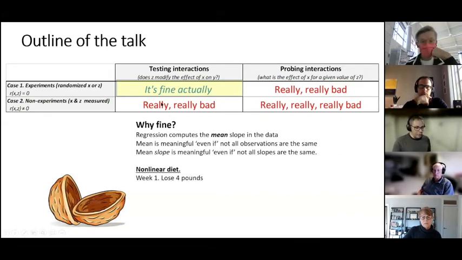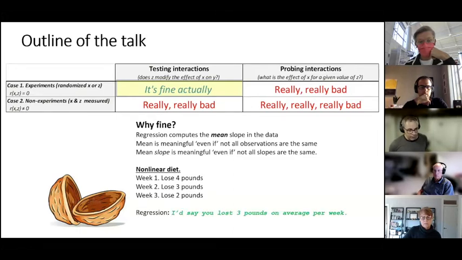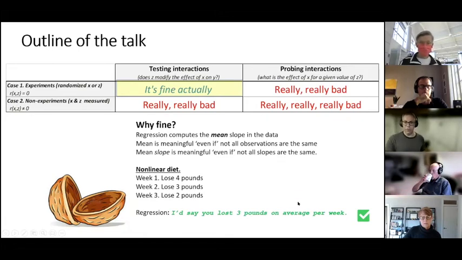Let me give you a concrete example. Suppose you go on a diet and you lose decreasing numbers of pounds over time. So it's not linear. It's not 2 pounds per week or whatever. But the regression would say, you lost on average 3 pounds per week. And we will be okay with that. So even though this is a non-linear relationship, we are okay with this answer. We interpret it correctly, and it's useful.